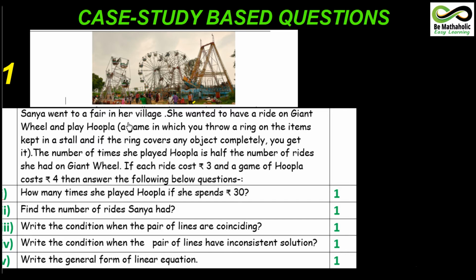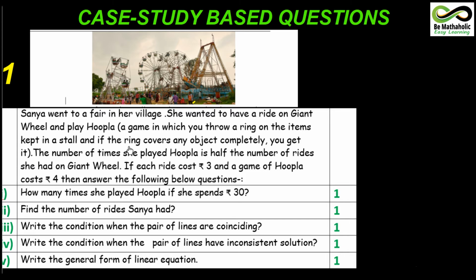Sanya went to a fair in a village. She wanted to have a ride on the giant wheel. As you can see in the picture, the giant wheel is this, and play hoopla. Now what is this game? It's a game in which you throw a ring on the items kept in a stall, and if the ring covers any object, you get it. Now you must have played this game also.